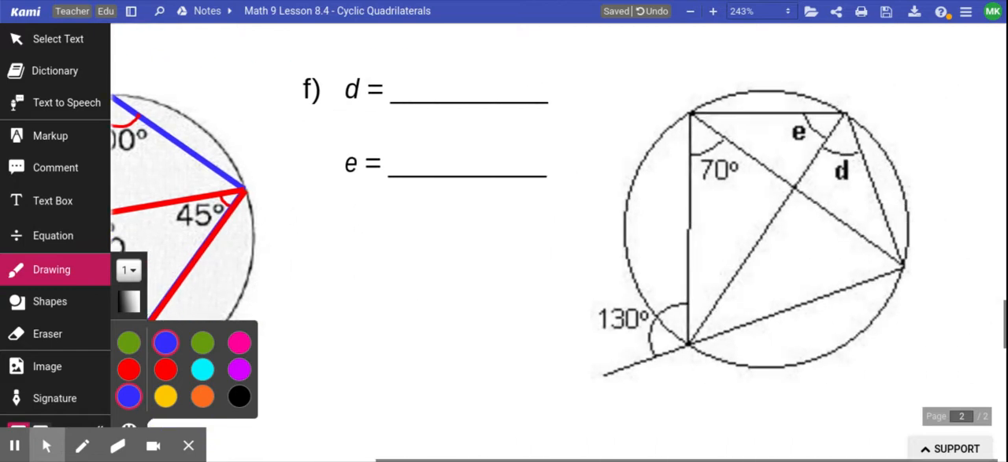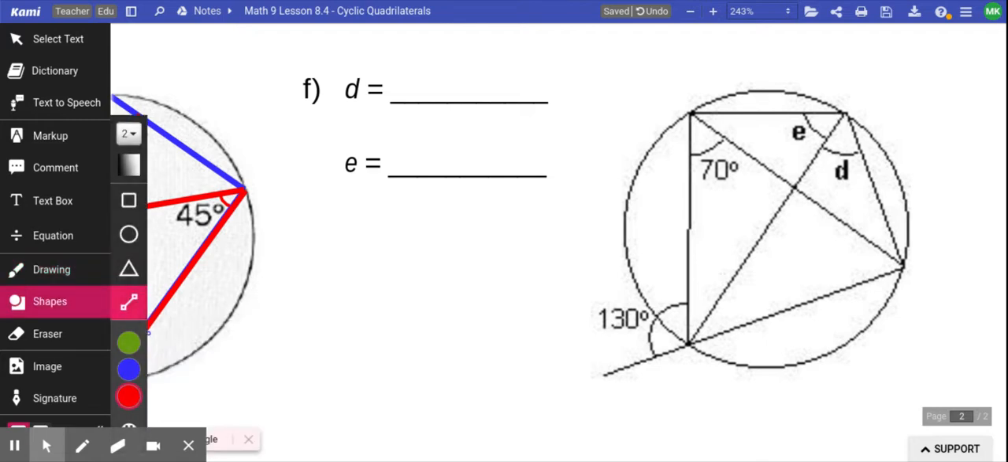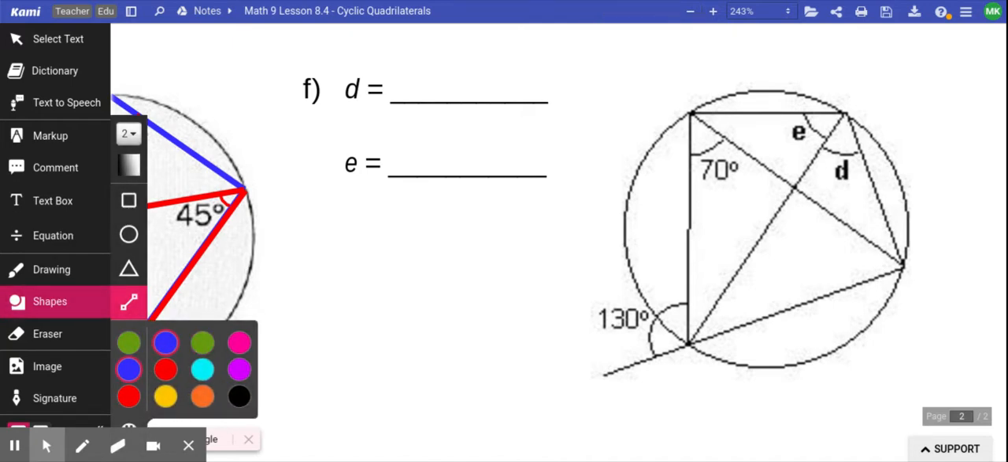Awesome. F. So we look over here. We've got a couple different ones we're looking for. We're looking for D and E. We're going to start off with the quadrilateral rules, because they're kind of the easier rules to work with. Let's see if we can do that and make our lives easy.